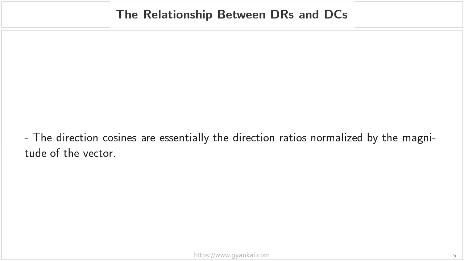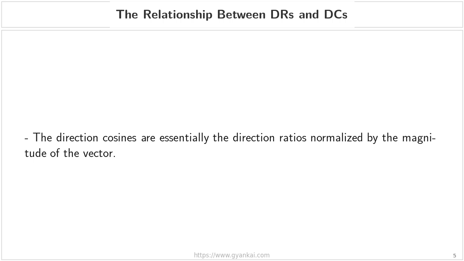The relationship between DRs and DCs. Now that we understand that direction ratios are simply any numbers proportional to our direction cosines, let's look at how these two concepts are mathematically linked. Think of it this way. The direction cosines are essentially the direction ratios normalized by the magnitude of the vector.